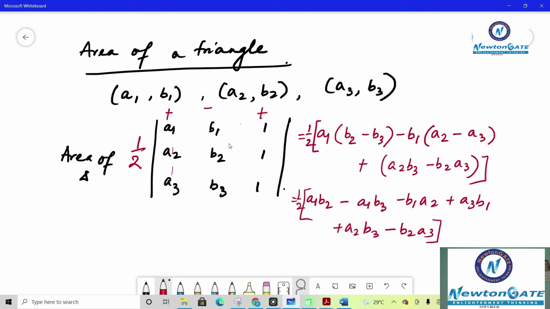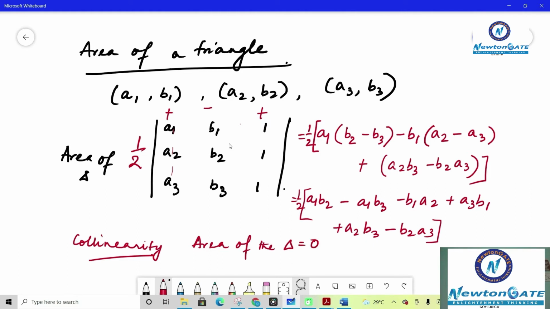Now there is another concept for the area of the triangle, that is called collinearity. What is collinearity? Collinearity means there are 3 points but they are lying on the same straight line. So obviously if the points are collinear, definitely it is not going to form an area. So in that case, the area of the triangle will become equal to 0.